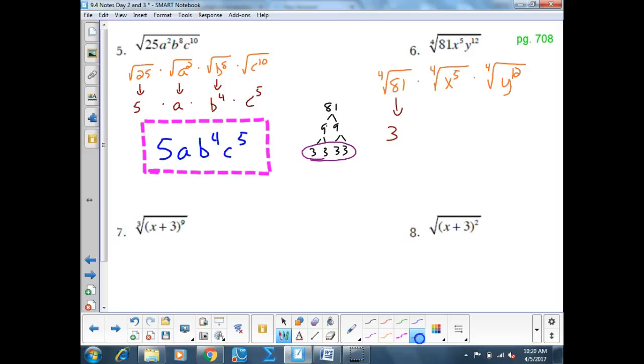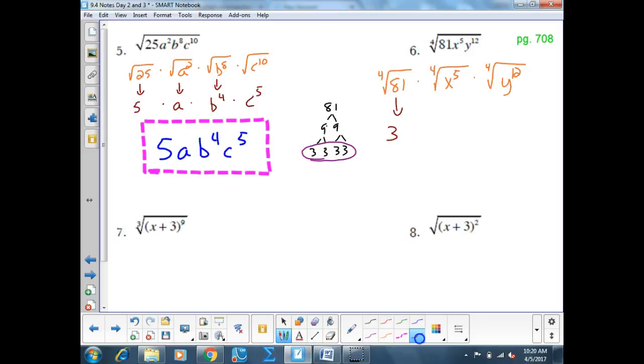So 81 could be a perfect 8 because 2 times 4 is 8? No. 81 is a perfect square of 9 and it's a perfect fourth of 3. But that's it. All right. So let's do the y one here now.